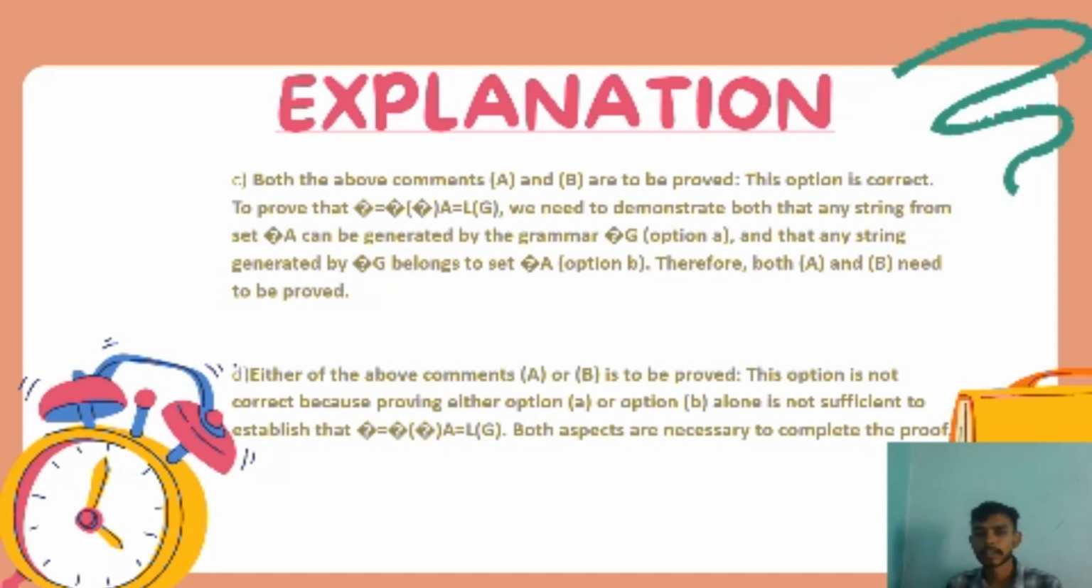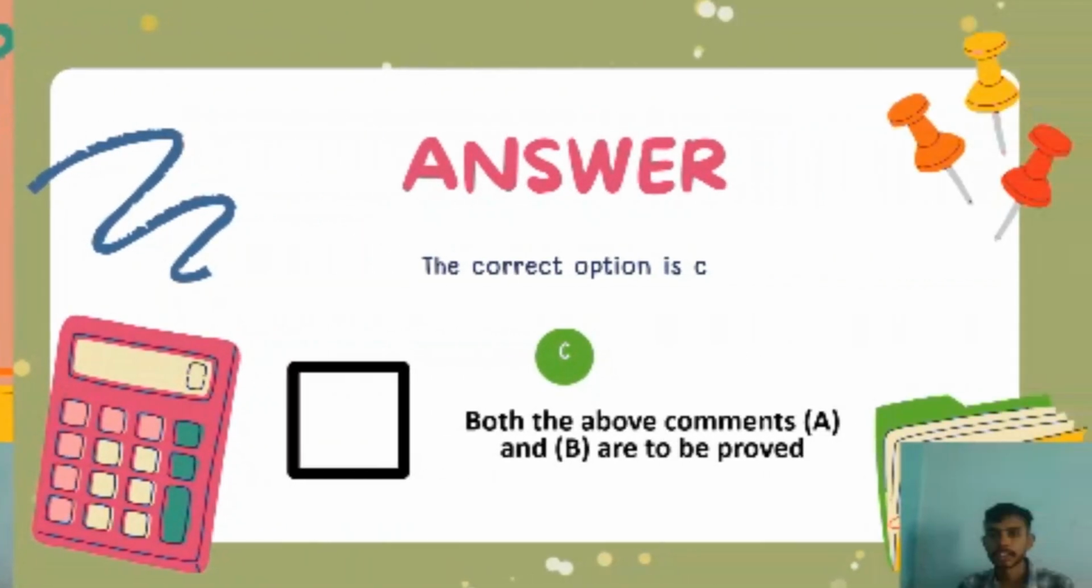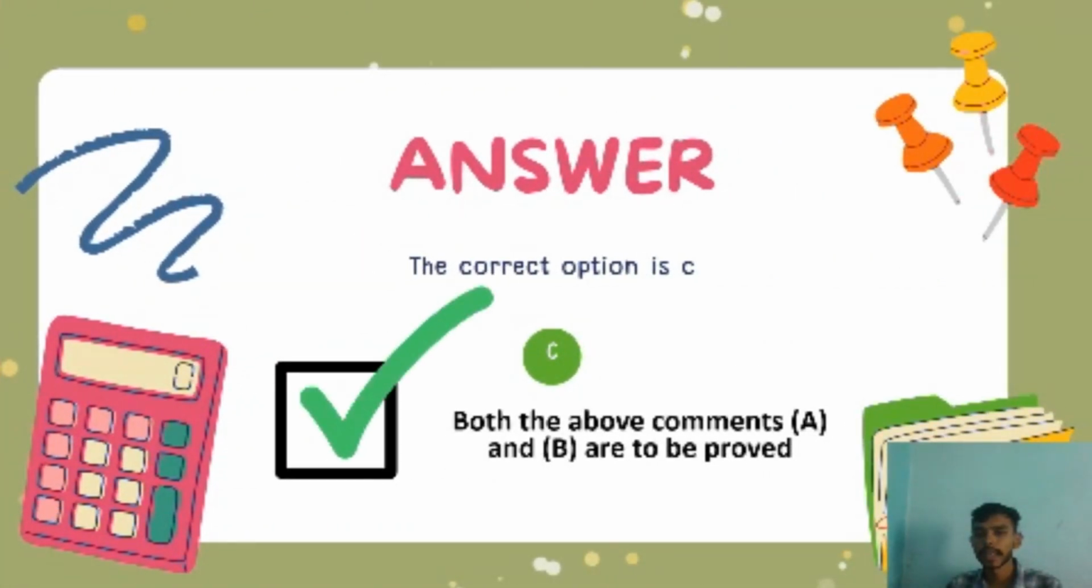Either of the statements above to be proved. This option is not correct because proving either option A or B alone is not sufficient to establish the equality. Both aspects are necessary to complete the proof. So the correct option is C. Both the above comments A and B need to be proved.